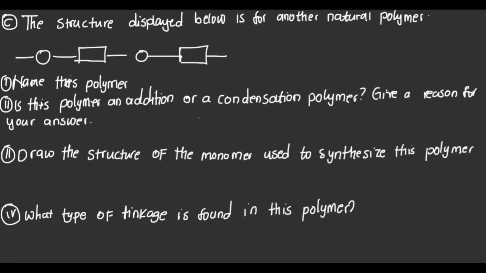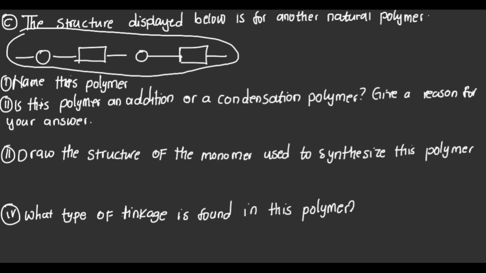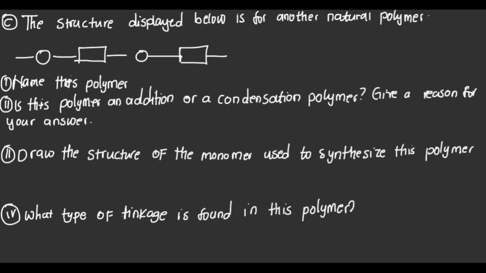Okay, so now we move on to question C. The structure displayed below is for another natural polymer. So we have this polymer here. Now the first question is, name this polymer. You can name a polymer like this one based on the structure if you've committed the structure to memory, or you can name it by determining the linkage that we have.